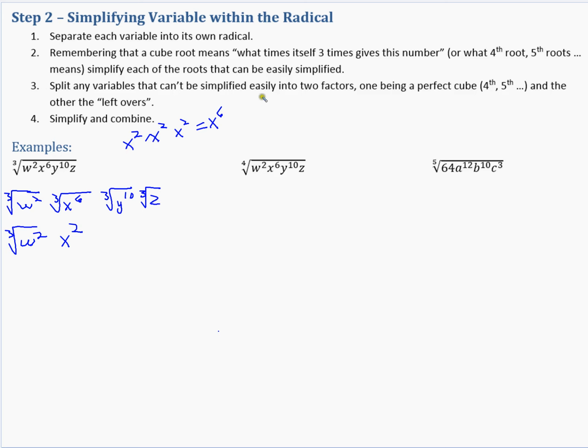Split any variables that can't be simplified easily into 2 factors. One being the perfect cube, and the other its leftover. So we did this before. Is there a perfect cube here that does work that we can split this into? Really the way that we determine this is, what number does 3 go into that's less than 10? Well, 3 goes into 9. So what we're going to do is split this into the cubed root of y to the 9th. And then what's the leftover? Well, we have a 1 left over. So the cubed root of y to the 1st, or just y. And then we have the cubed root of z.